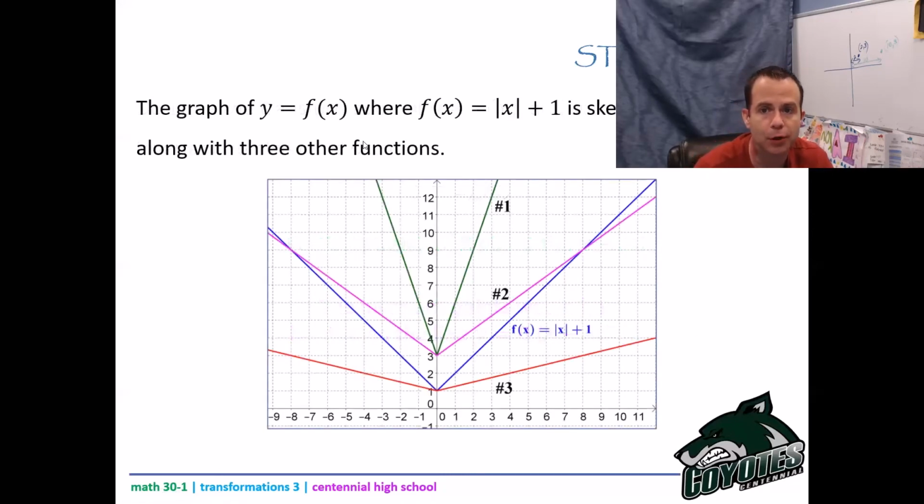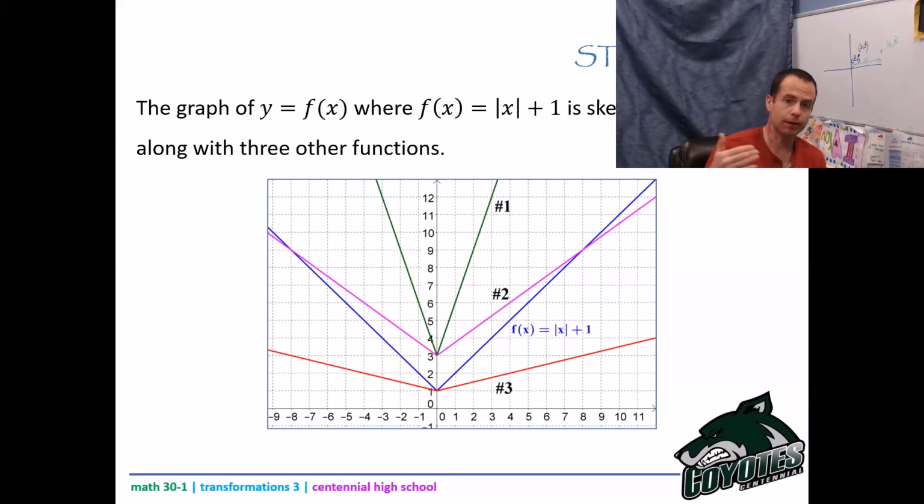All right, so you are given these 4 graphs. The original graph is the blue graph. Your book is not in color, so it's this one here, the one that I have as blue, which is the absolute value of x plus 1. Now the green graph, the pink graph, and the red graph are all various transformations on the blue graph.